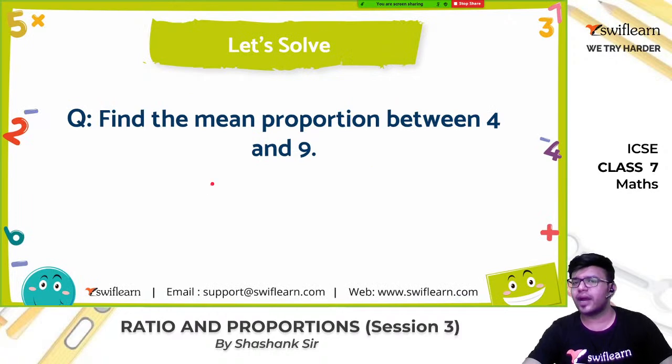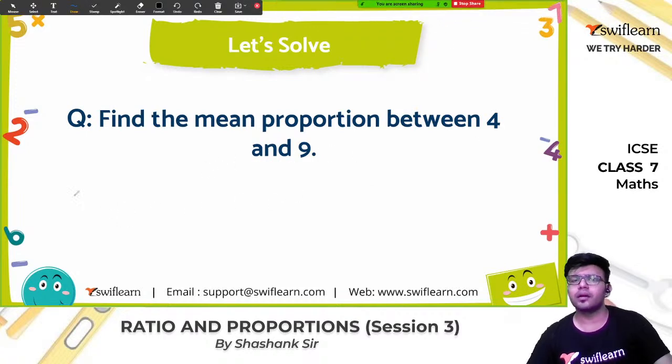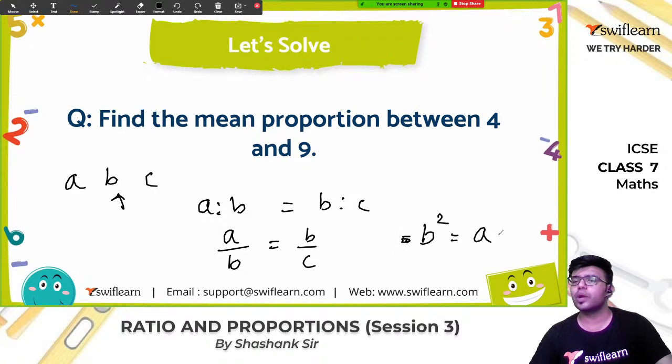Find the mean proportion between 4 and 9. What is the mean proportion? So there are three terms A, B, C. The middle term is known as the mean proportion. So A is to B is equal to B is to C. So B is the mean proportion. So what can we write? A by B is equal to B by C. On cross multiplying we get B square is equal to AC. This is the formula we have written.